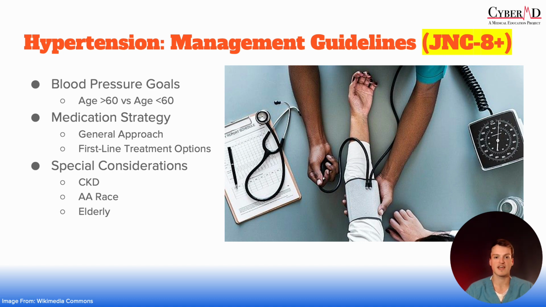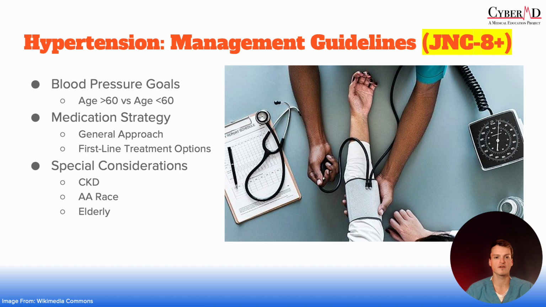The general approach is that the choice of initial antihypertensive therapy should be based on the individual patient's health profile, including comorbid conditions, and it's not just about lowering that blood pressure, but doing so in a way that's safe and most effective for the patient. And so they recommend 4 classes of medications as first-line therapy. 1, thiazide diuretics. 2, calcium channel blockers. 3, angiotensin-converting enzyme inhibitors. And 4, angiotensin II receptor blockers. And those last 2 are going to be ACEIs or ARBs.